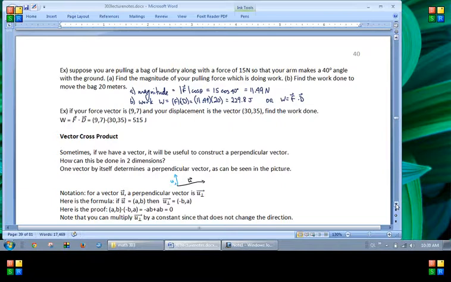And one comment is you can multiply the perpendicular vector by any constant, and it'll still be perpendicular. Because first of all, multiplying by a constant doesn't change the direction, and it also doesn't change the dot product.